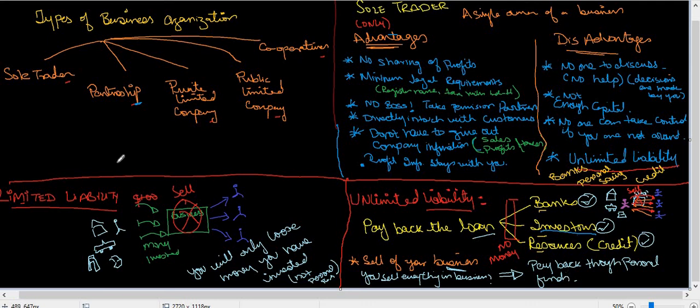Limited liability is relaxed. You will only lose the money you have invested in the business. That's it. So if you lose, you still have your house, your car, and everything secured with you.